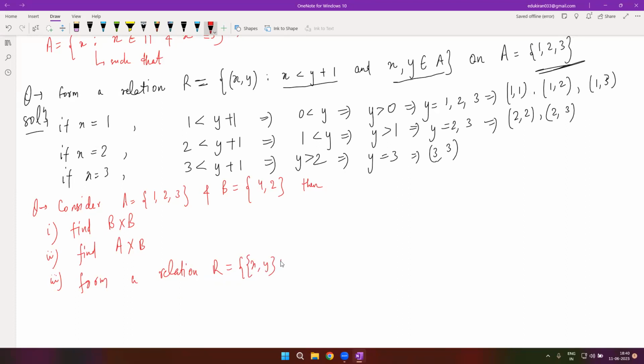And the relation of x and y is: x should be greater than or equal to y, where x belongs to set A and y belongs to set B. Please try to solve these three questions.